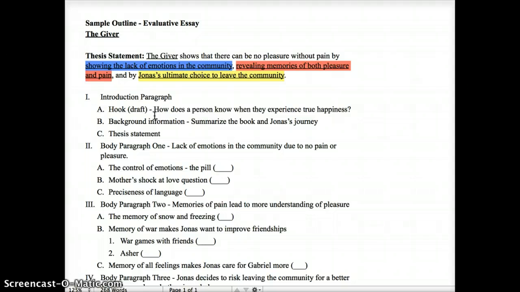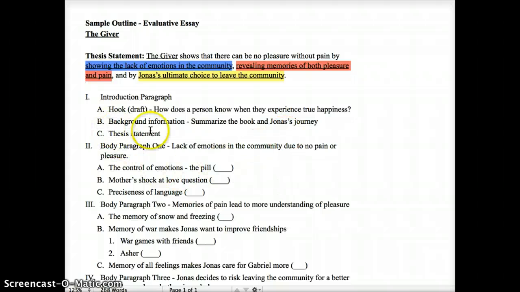So how does a person know when they experience true happiness? This is my thought about how to engage the audience. I might change that. Background information. I have reminded myself to summarize the book and Jonas's journey. You will note that my outline is not written in full sentences, and it only contains sort of the brainstorming information, not all of the information that I might include in my paragraph.